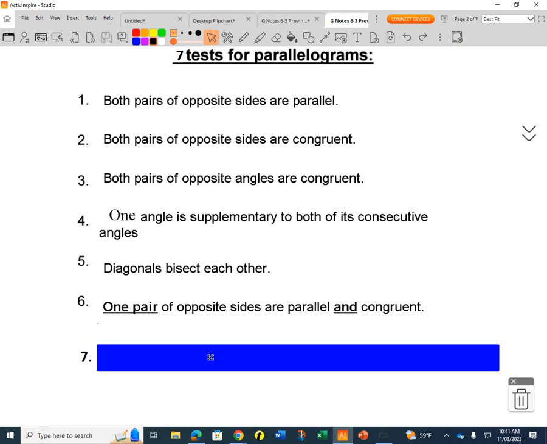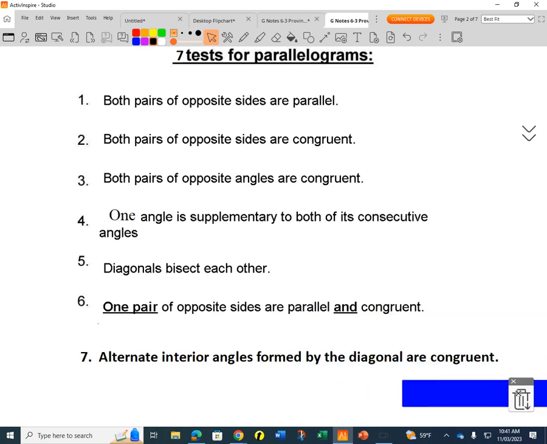And lastly, alternate interior angles formed by the diagonal are congruent. So if we have alternate interior angles and they're congruent, then we know that the figure is a parallelogram. The quadrilateral is a parallelogram.